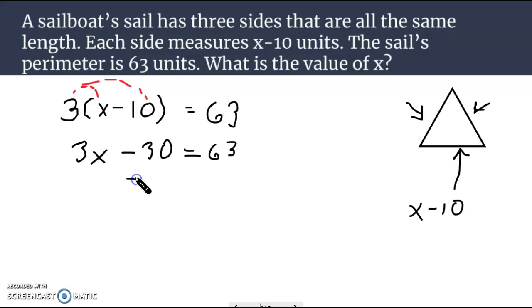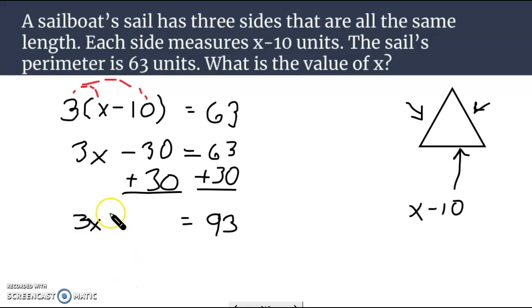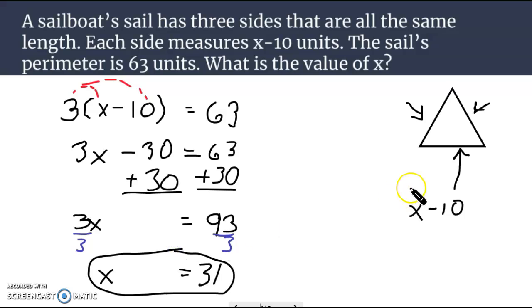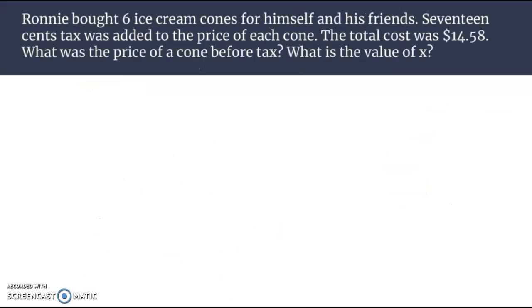And then I'm going to add the 30 to both sides. 63 plus 30 is 93. We haven't done anything with 3x yet. X is being multiplied by 3. We need to do the opposite of multiply by 3. We need to divide by 3. And if we take 93 and divide it by 3, we're going to get 31. The value of x is 31. Alright, let's do one more here.